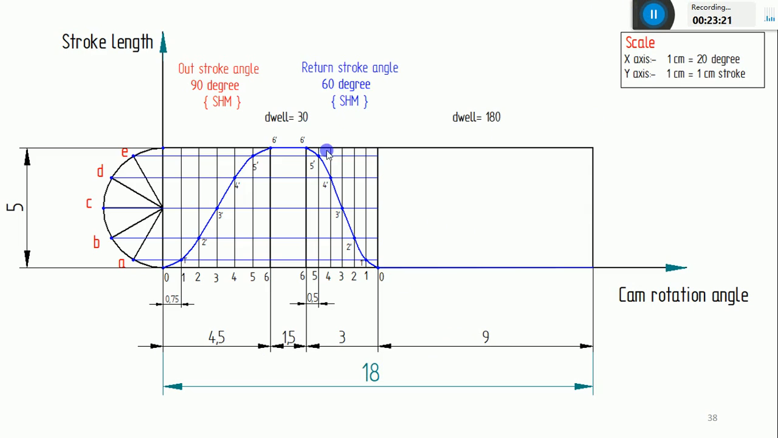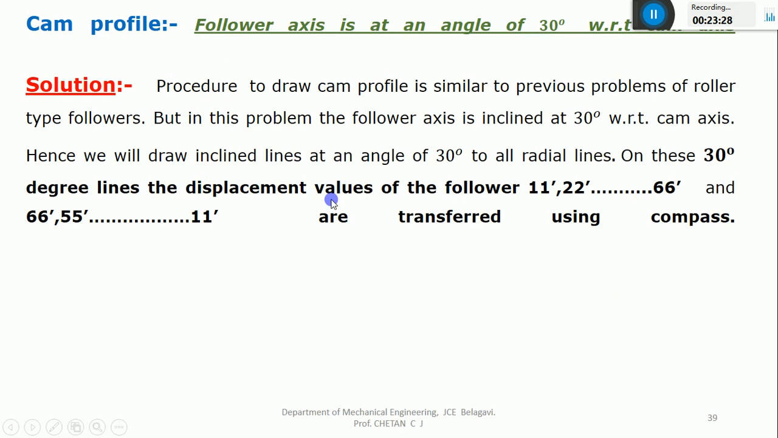After completing this displacement diagram, I'll go with the cam profile. Again, the procedure is the same whatever you have followed for other problems. You need to transfer all the displacement distances, that is 1 dash, 2 dash, 3 up to 6 dash, with respect to the outstroke as well as the return stroke. The only change is you need to indicate all these dimensions over a line which is at an angle of 30 degree with respect to the axis. I'll explain this.